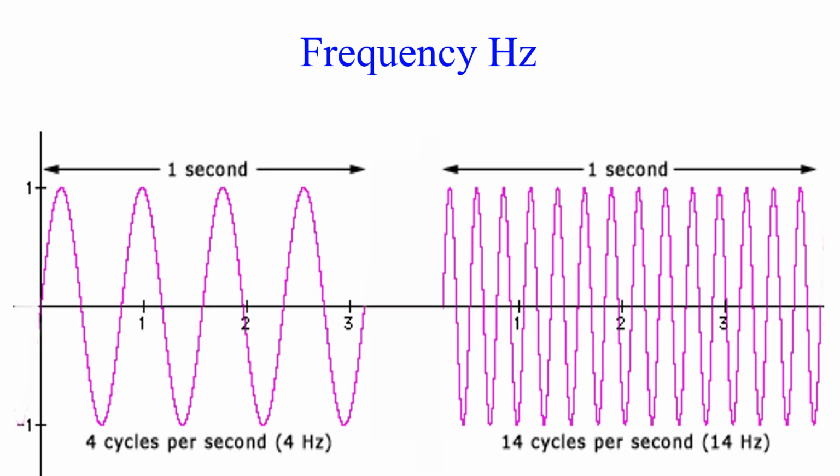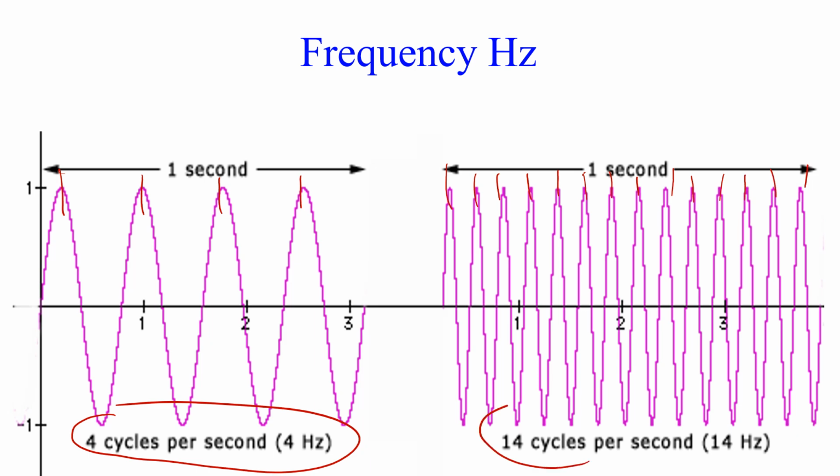To determine the frequency of our light waves, we simply track how many wavelengths we have in a 1 second stretch. If we look at this one on the left, we've got a crest here, 2, 3, 4. So that is 4 hertz. And if we look on the right here, again, we can track the number of crests or the number of troughs, the number of cycles per second, and we get a frequency of 14 hertz.